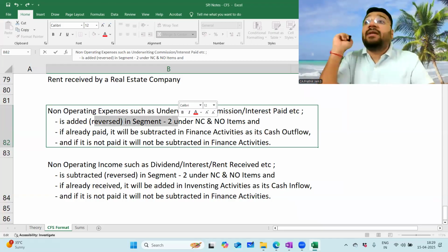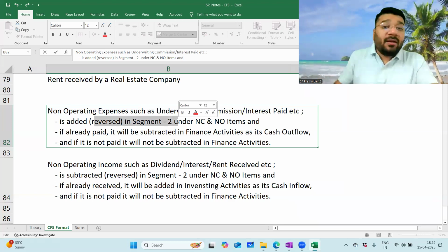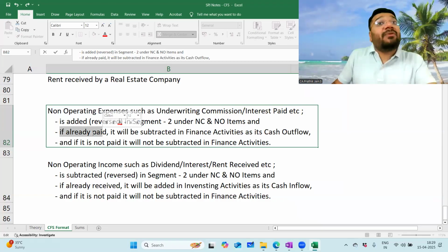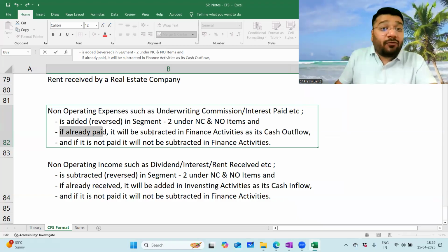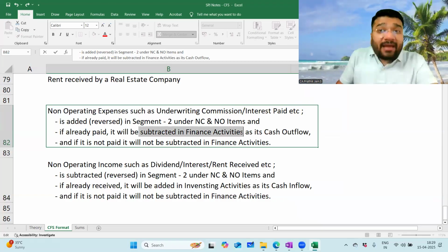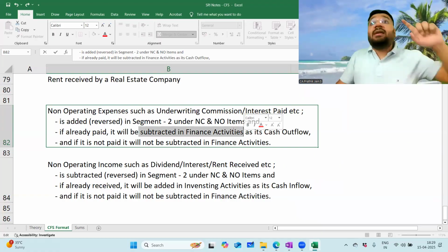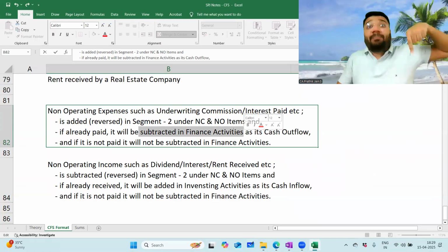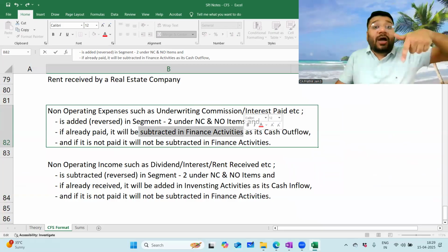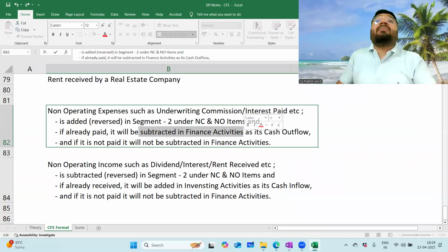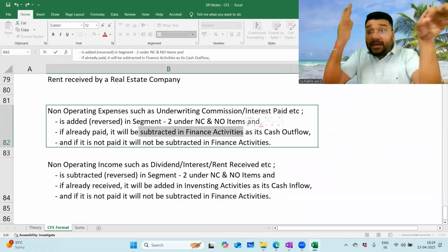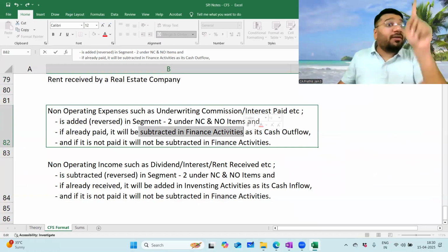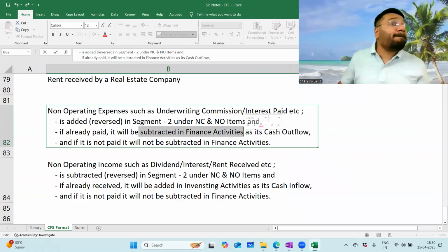Minus item, how do I reverse it? By adding. And if this is underwriting commission paid, interest paid, since this is a cash outflow, you have to again subtract it one more time where? In the financing activity. Because earlier what you subtracted, you cancel the subtraction by adding. So again you have to subtract because this is cash outflow. Sometimes the question will tell that underwriting commission is due but not paid. So in segment 2 you'll add back, and finance cost you will not subtract because money is not paid.